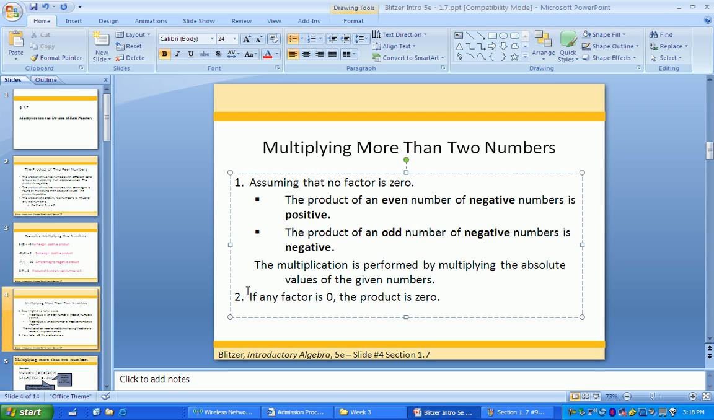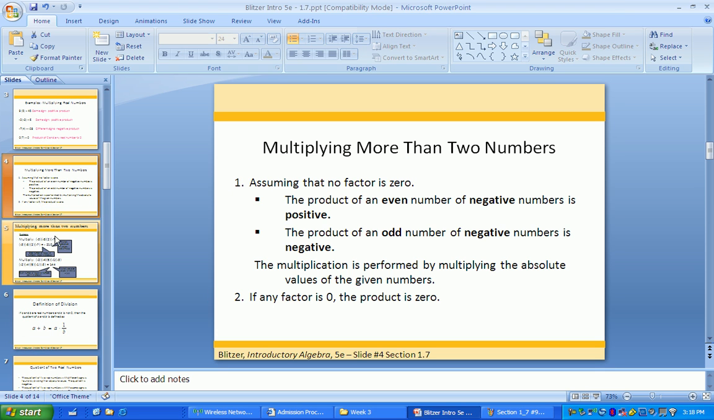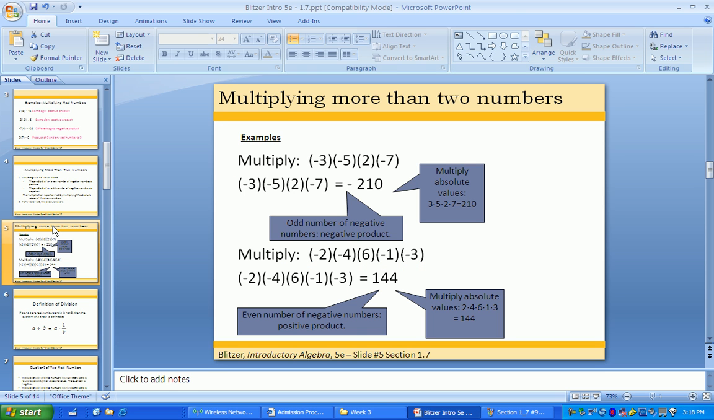Same thing though, if we have a 0 anywhere in there, if we have 1,000 terms multiplying by each other and one of them is 0, the same rule applies. The answer is still going to be 0. So here's an example of what may look like a pretty difficult problem, but we can go ahead and work through it. Multiply negative 3 times negative 5 times positive 2 times negative 7. So if we count the number of negative signs in here, we have 1, 2, 3 negatives. That's an odd number. That means our product should be a negative, as it is. And we can go ahead and multiply the numbers out and we get 210. So the answer is negative 210.